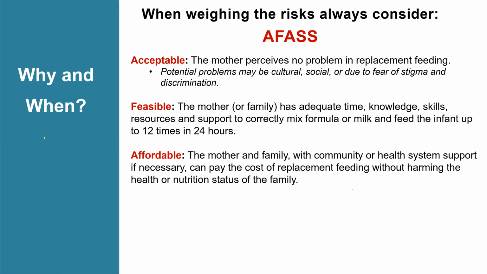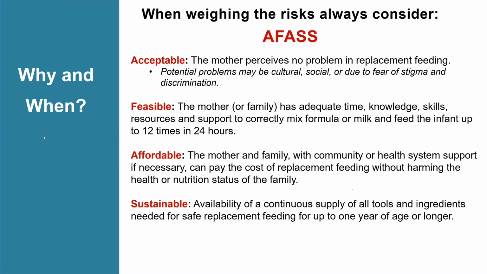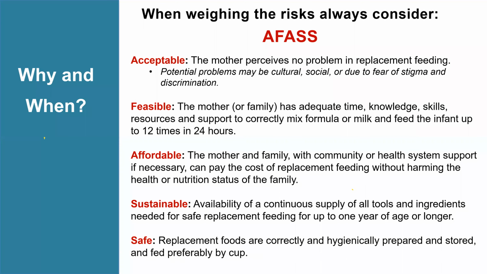We have to ensure that it's affordable, that the family or the mother, possibly with community or health system support, can pay the cost of replacement feeding without harming the health and nutrition status of the family. We want to make sure that it's a sustainable process. Sustainable availability of a continuous supply of all tools. So we're not talking just the formula itself, and ingredients needed for safe replacement feeding for up to 1 year of age or longer. And we have to make sure that it's safe.